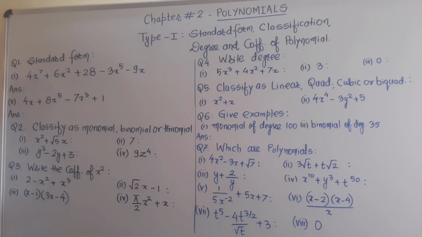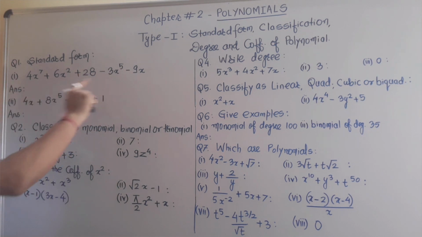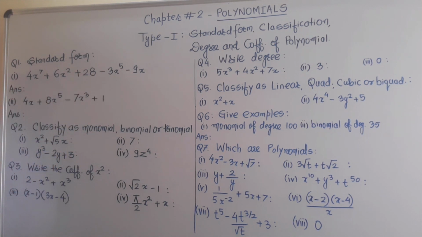So what is the meaning of standard form? Standard form means you have to arrange the given polynomial or the given algebraic expression in the decreasing power of the variable. Meaning whichever term has the highest power of the variable will come first, and then gradually the other powers will come. So for example, look at question number 1, first part. Here you observe the highest power of the variable. Who is my variable here? x. So the highest power of the variable given here is 7.